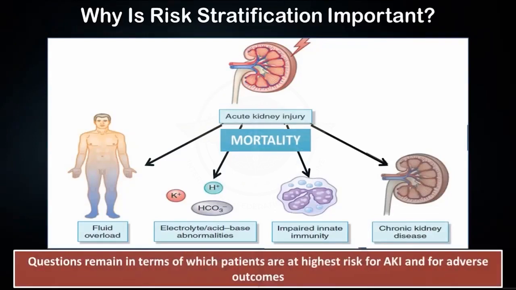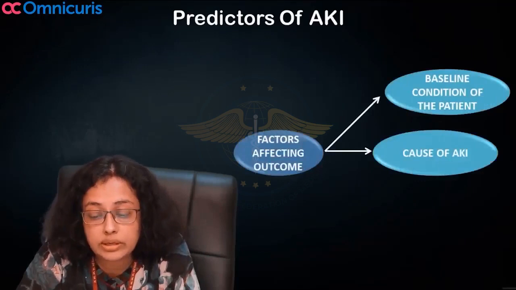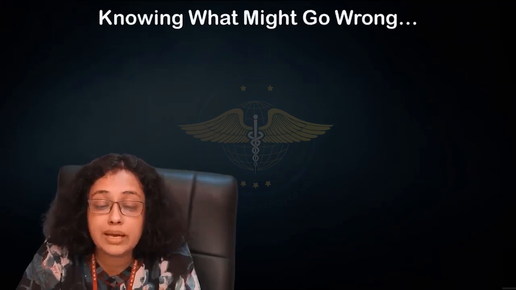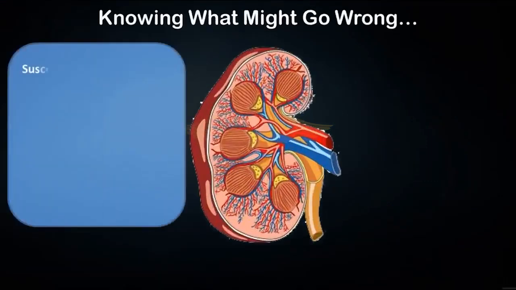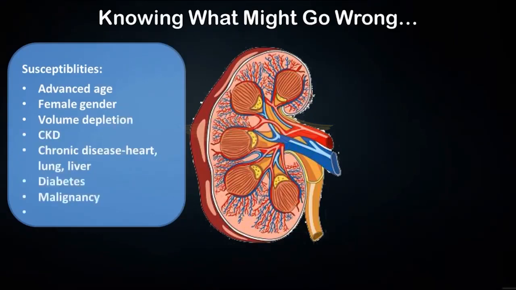So the question remains in terms of which patients are at the highest risk of developing AKI, and of those who develop AKI, who are at the highest risk of having the most adverse outcomes. When we look at factors affecting the outcome, they may be related to the baseline condition of the patient, the cause of the AKI, and the duration and severity. So a patient may have certain risk factors which make him more susceptible to kidney injury, like advanced age, female gender, volume depletion due to any cause like diarrhea, chronic kidney disease, pre-existing chronic disease like heart, lung, or liver disease, diabetes, malignancies, and anemia.